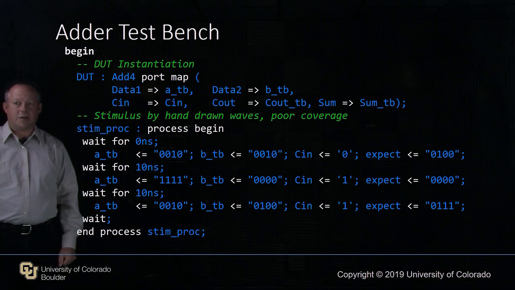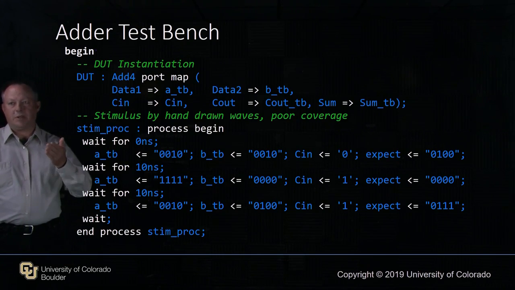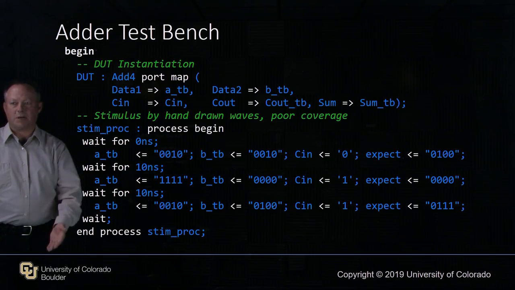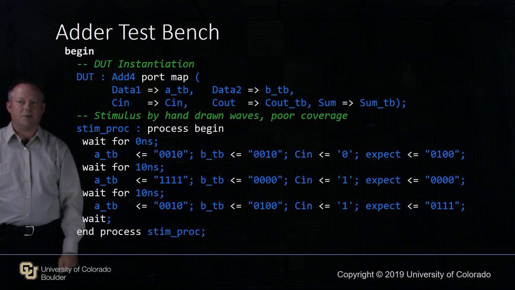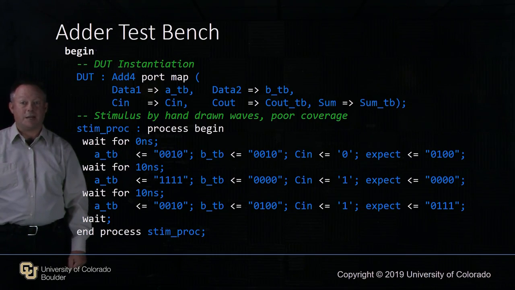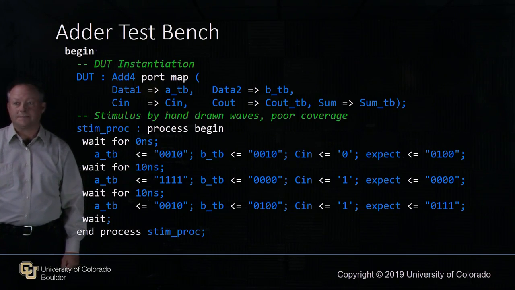And in this case, we're just going to create a very simple poor coverage stimulus drawn by hand set of waveforms. So here's our stimulus. We're going to create a process for our stimulus. We're going to wait for 0 nanoseconds and then set an A output of 0, 0, 1, 0. This is the value 2. A B output of 2, a carry in input of 0, and an expected value of 4.